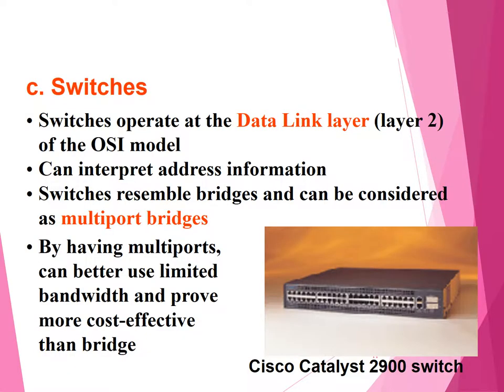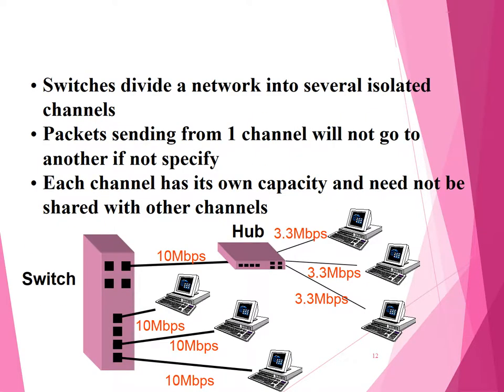Switches operate at the data link layer, layer 2 of the OSI model. They can interpret address information. Switches resemble bridges and can be considered as multi-port bridges. By having multiple ports they can better use limited bandwidth and are more cost effective than bridges. For example, the Cisco Catalyst 2900 switch. Switches divide a network into several isolated channels. A packet sent from one channel will not go to another if not specified. Each channel has its own capacity and need not be shared with other channels.